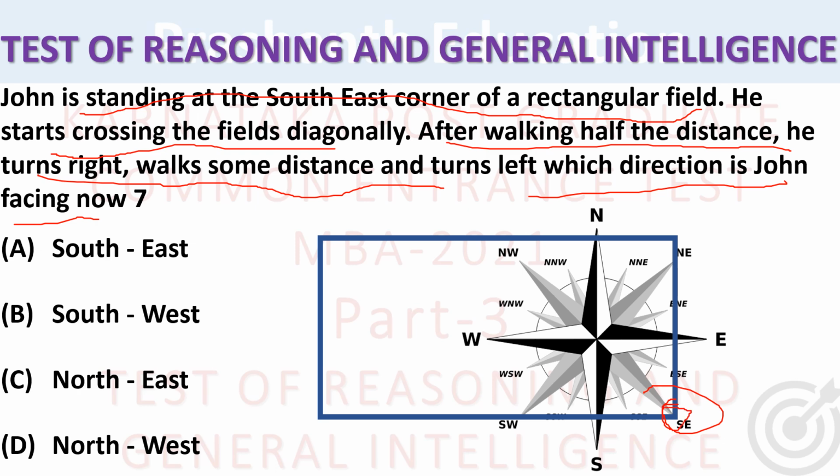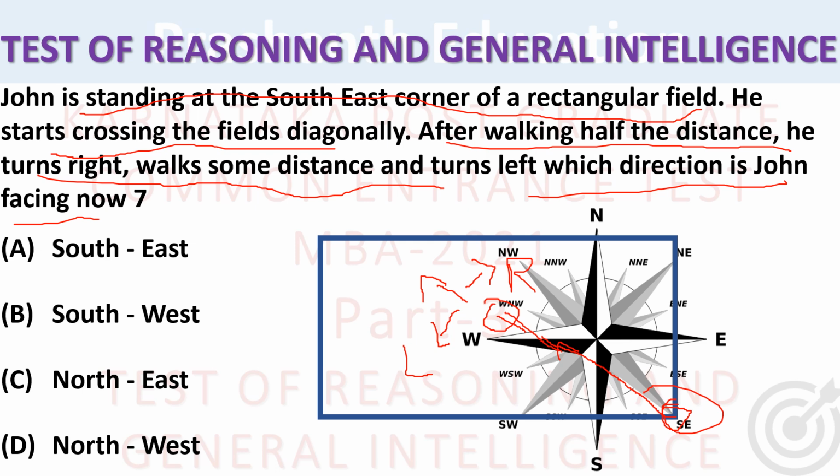Once he is standing here, he starts crossing the field diagonally. Diagonally means he'll be going this side. He will be walking this side, and he reaches half of the diagonal. So he has reached here. Now he is facing this side. So his left is this side. This is L. This side is F. Sorry, right. So this is right and this is left to him.